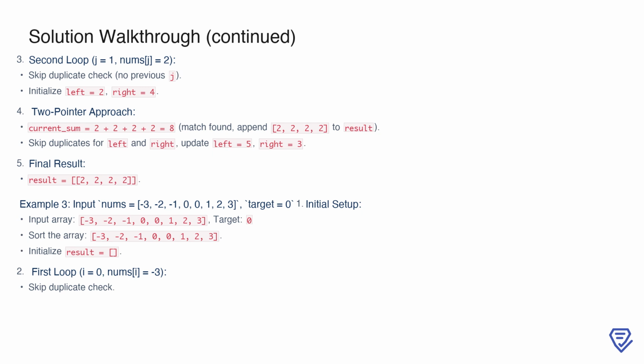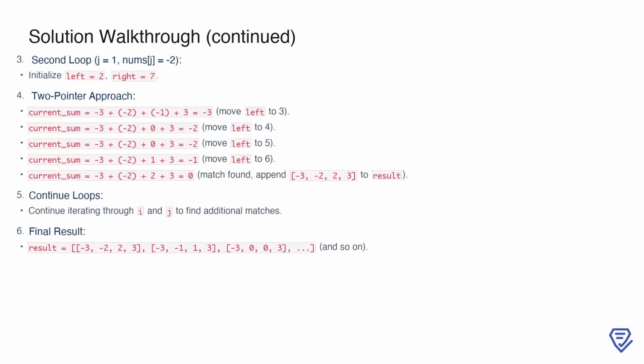In the third example, the input array is -3, -2, -1, 0, 0, 1, 2, 3, with a target of 0. After sorting, the array remains -3, -2, -1, 0, 0, 1, 2, 3. We initialize result as empty, and set i equals 0, which corresponds to -3. There are no duplicates for i, so we move to the second loop. In the second loop, we set j equals 1, which corresponds to -2. Here, we initialize left at 2 and right at 7.